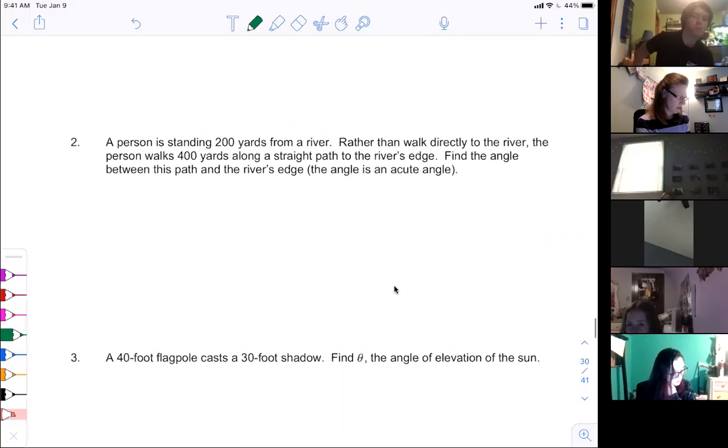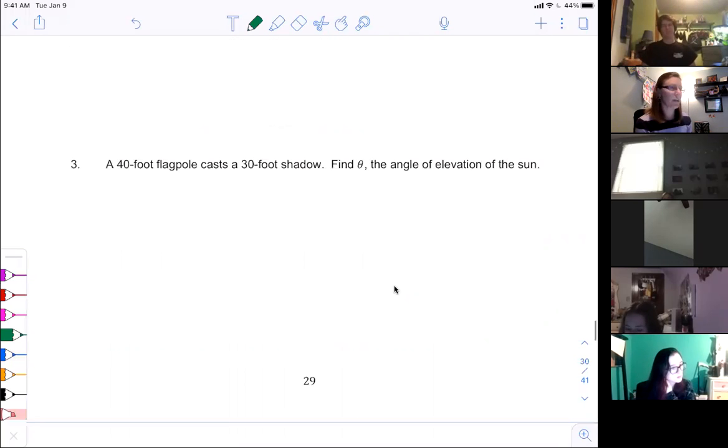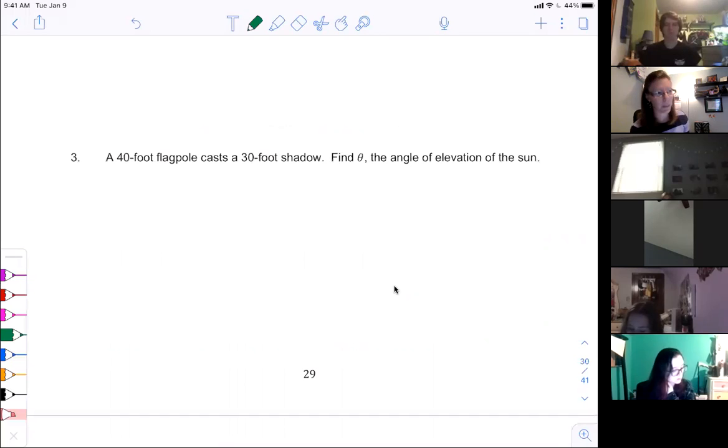I thought I'd do number 3 because we very rarely see a sun in Pittsburgh, and this one talks about a shadow, and I'm not sure you're going to find a shadow today. I don't really remember the last day it was sunny. It's been a while. We've had a lot of rain and snow.